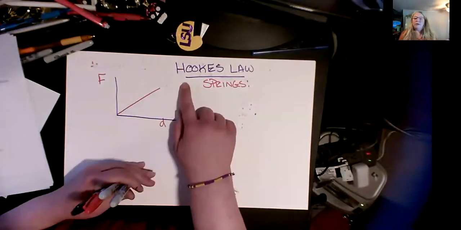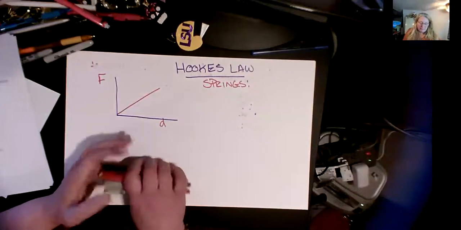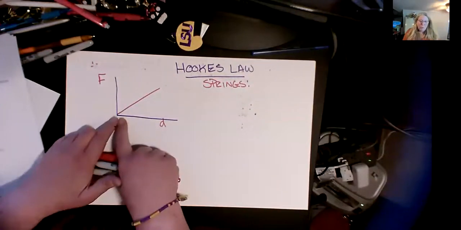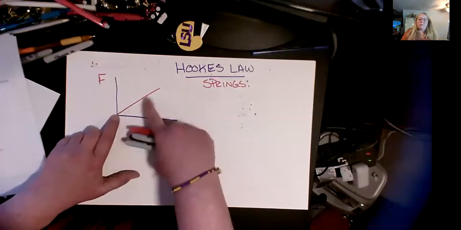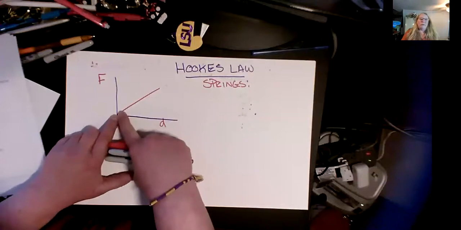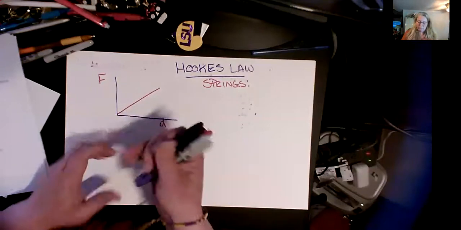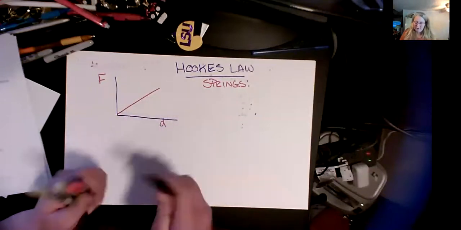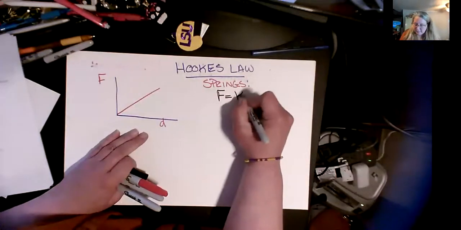So Hooke's law just talks about springs in that way. It says that springs become more resistive. This can be a stretch from equilibrium or a compression from equilibrium. So it is going to be equally as hard to stretch a spring out as it is to compress. And the way we define that with Hooke's law is that force equals kx.